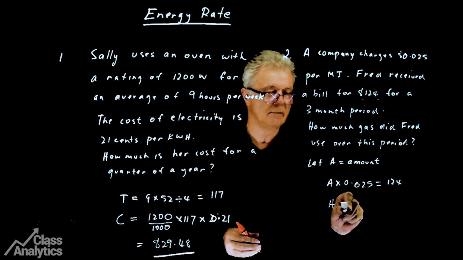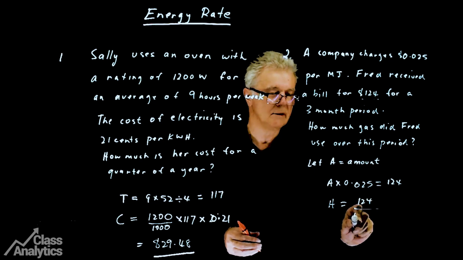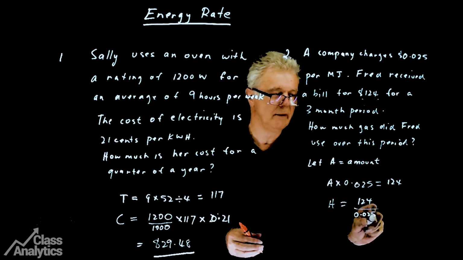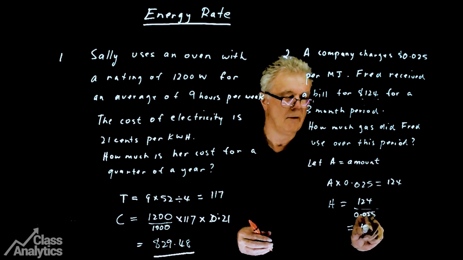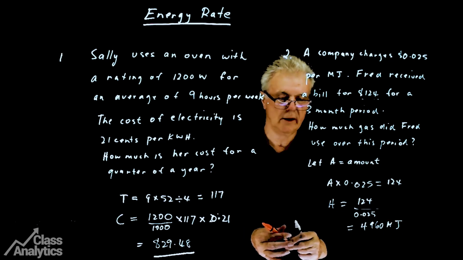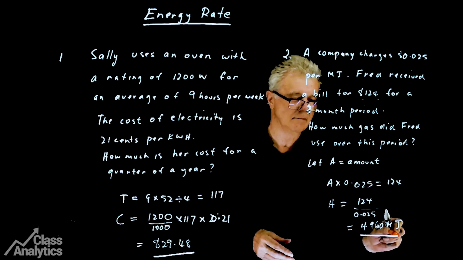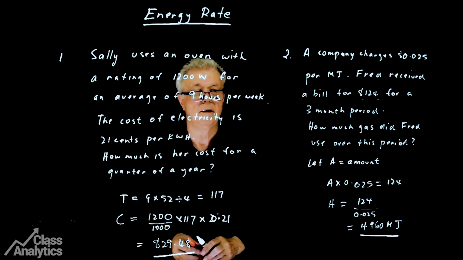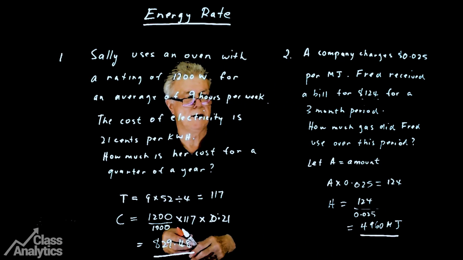So for the amount, a little bit of algebra, divide that by 0.025, and you come out to 4,960, I think it is, megajoules as your final answer. Okay, it's done.